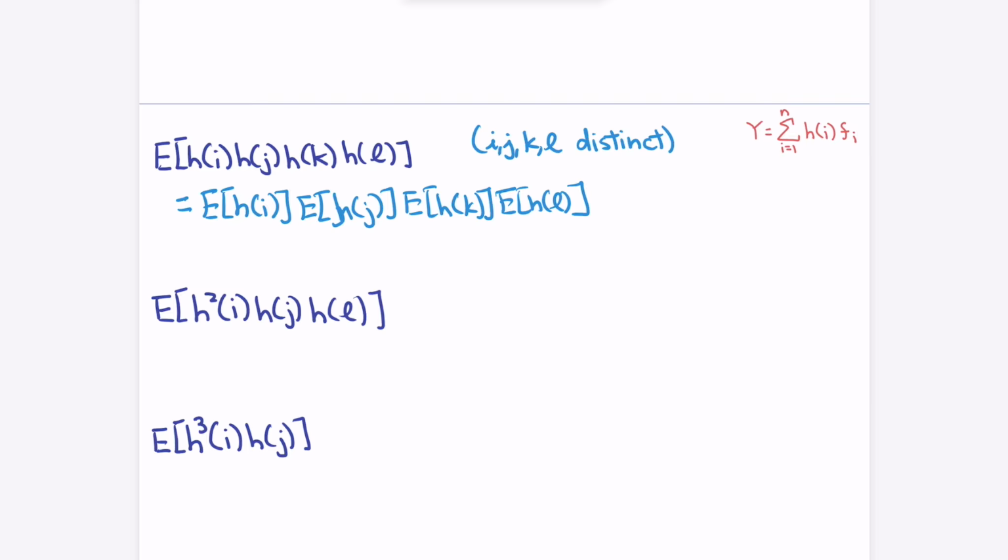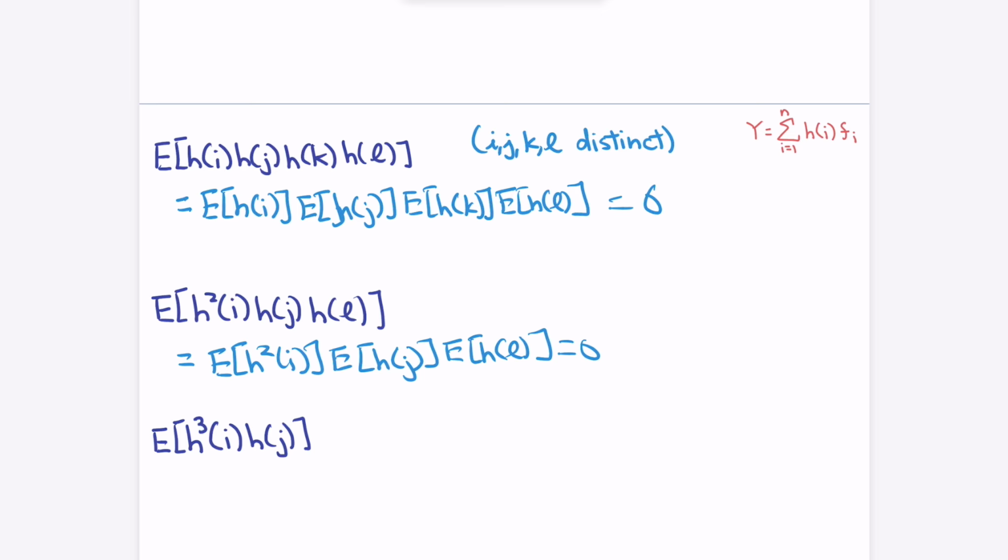Okay. So what about the next one? HI squared, HJ, HL. So we can take this apart as well. And the first term is not 0, but those last two terms are. Okay, so you're getting 0 again. And the last one, same kind of story. These are both 0.